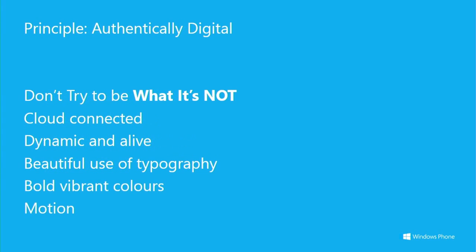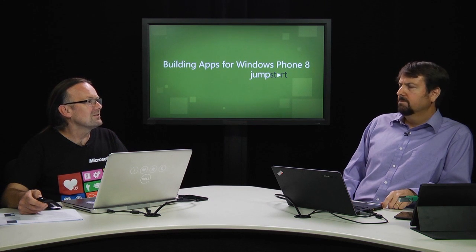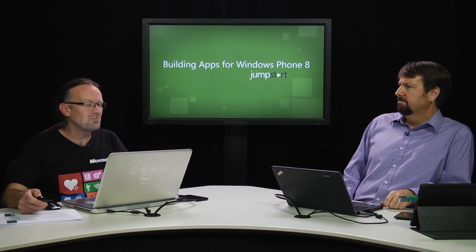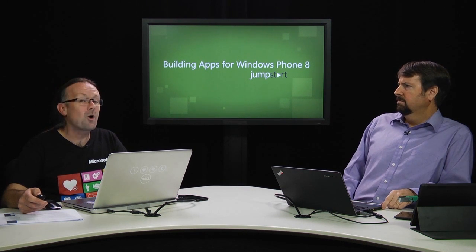Authentically digital. This is about skeuomorphism. Don't do skeuomorphism. Don't try and create an app that looks like something from the real world. And obviously there's a kind of contradiction: you need to clearly communicate what the app does, but make use of the platform. Make it look like a digital information source, and make it look good. Just make applications look like they belong on the phone, not trying to copy something in the real world.